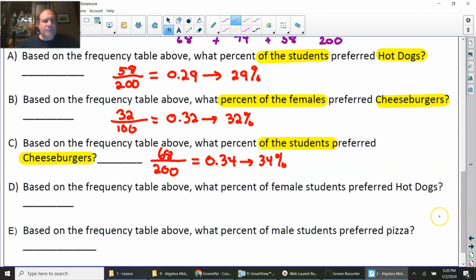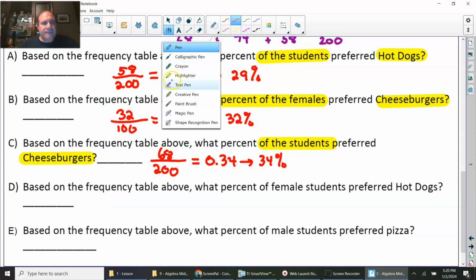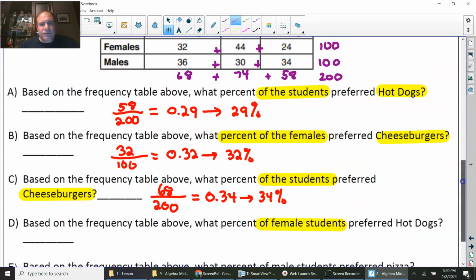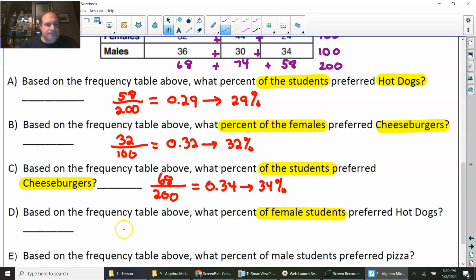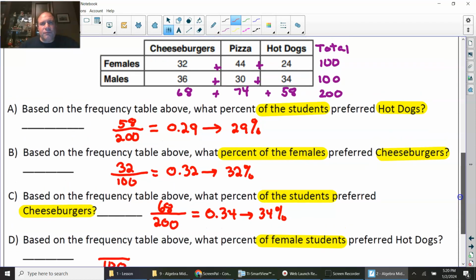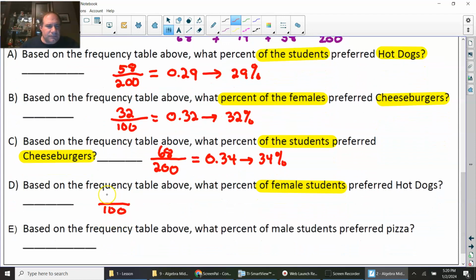And then, wow, 2 more questions. Based on the frequency table above, what percent of female students, stop right there. Female students, we're going to just have to go up a little bit. Female students, 100, preferred hot dogs. How many? 24. 24 female students preferred hot dogs. So that equals 0.24 if you put it in the calculator, and you get 24%.